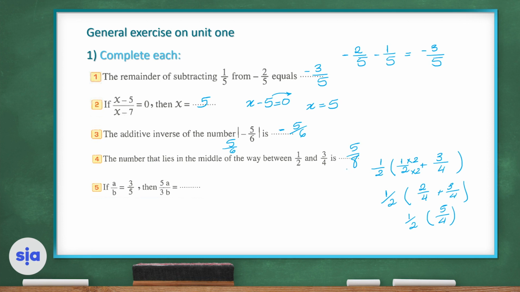Question 5. If a over b equals 3 over 5, what is 5a over 3b? Now here, it was a, it is now 5a. So you multiply here by 5. And now you multiply here by 3. So this one will be 15 over 15, which is 1. That's one of the options. The other option to answer this question, you know that by cross multiplication, 5a equals 3b. So 5a over 3b is 1.